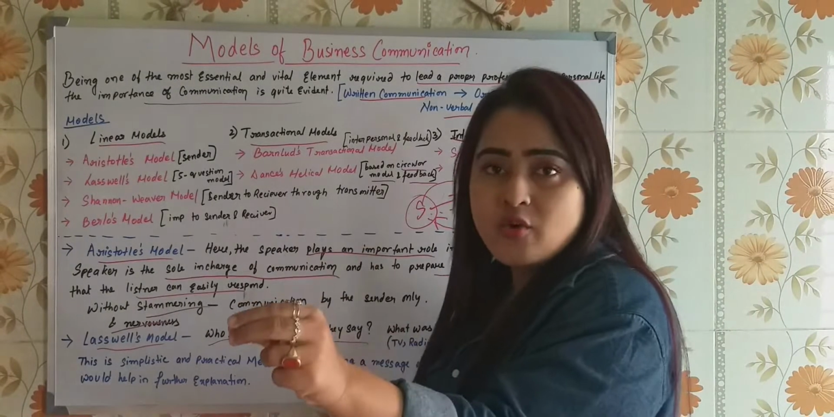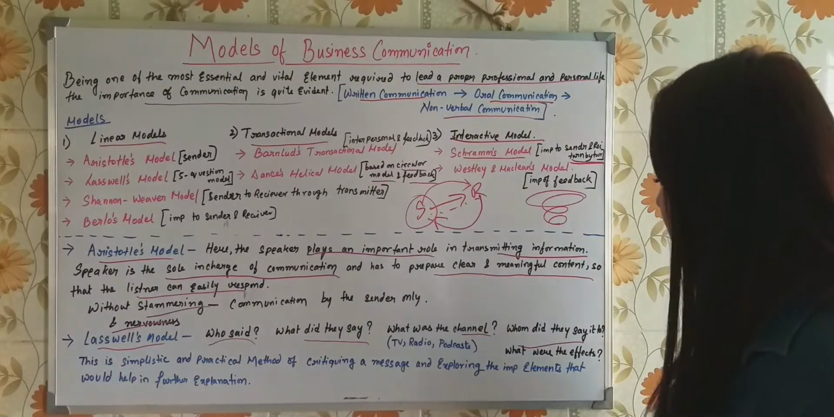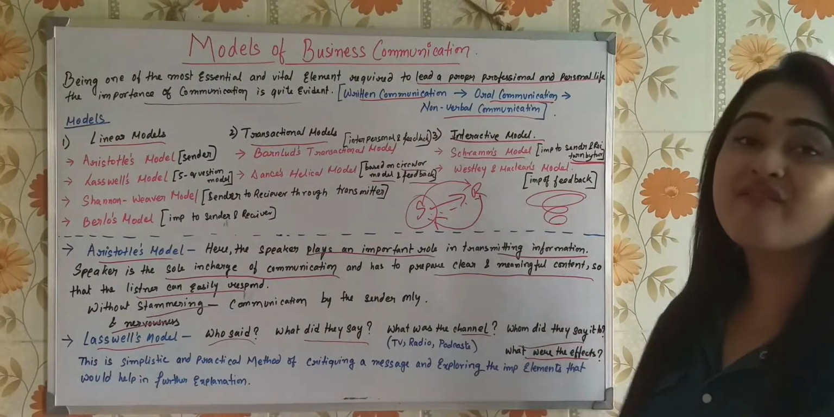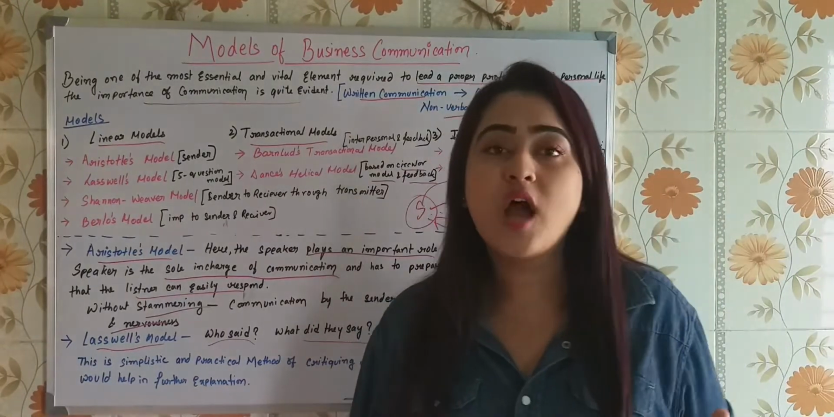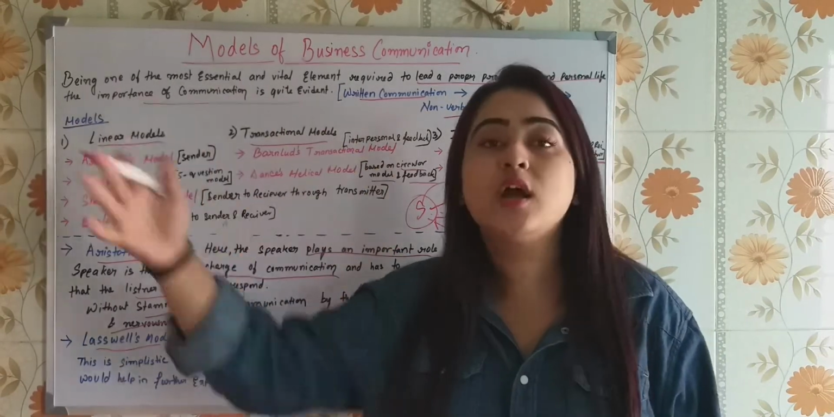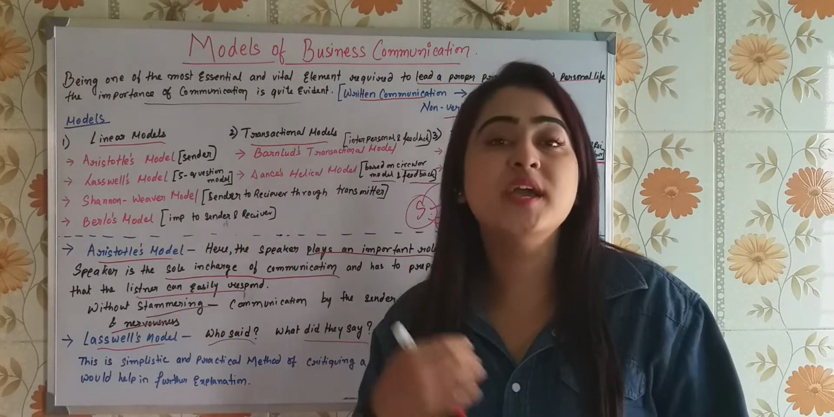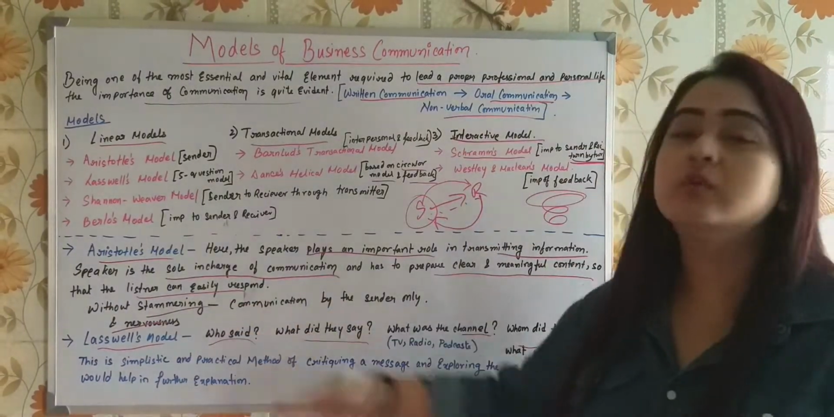What is your target audience? Whom are you talking to? Whom are you trying to communicate with? Last is, what were the effects? Did the other person understand? Did the audience understand? What was the effect? Was it convincing or not? So what was the effect? These are the 5 basic questions under Lasswell's model.